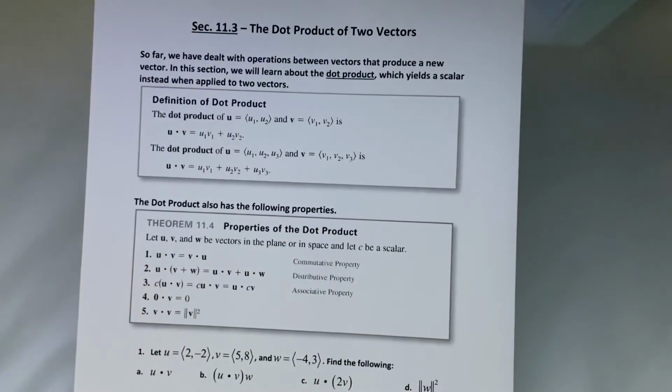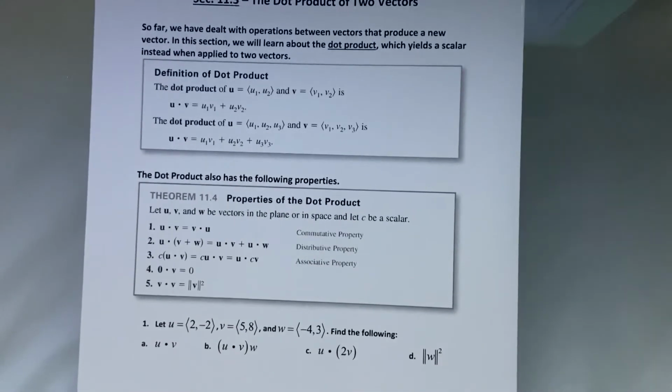Similarly, for three-dimensional space, you're just multiplying three sets of things together, and you're getting an answer. So the dot product has the following properties. If u, v, and w are vectors in the plane or in space, and let c be a scalar, the dot product is commutative. It doesn't matter which order you do it because multiplication is commutative and doesn't affect the addition between them.